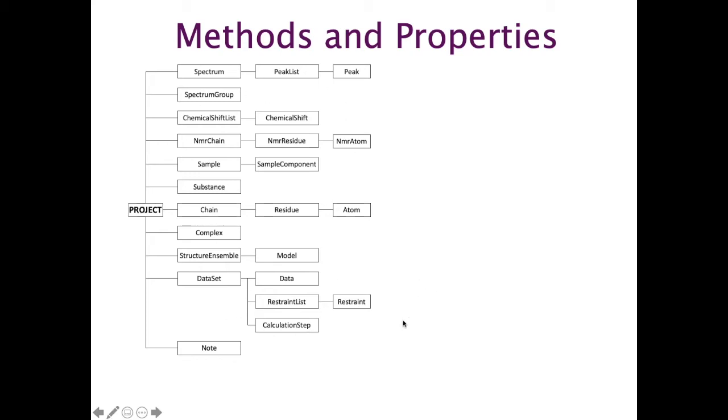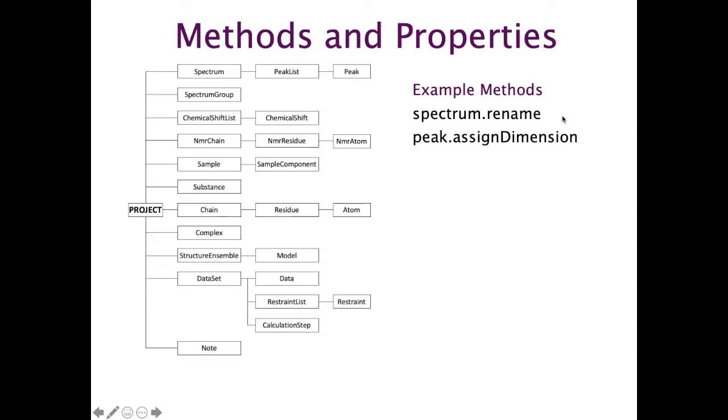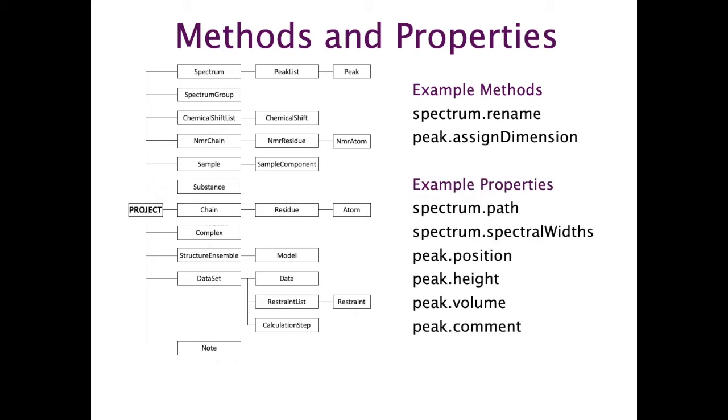An example of a method, for a spectrum, would be rename. That would allow you to rename your spectrum. For a peak, one of the methods is assign dimension, which obviously lets you assign one dimension of that peak. Examples of properties include things such as the path where the spectrum data is stored, or spectral width and other spectral properties. For a peak, the properties might include things such as position, height, volume, the comment.